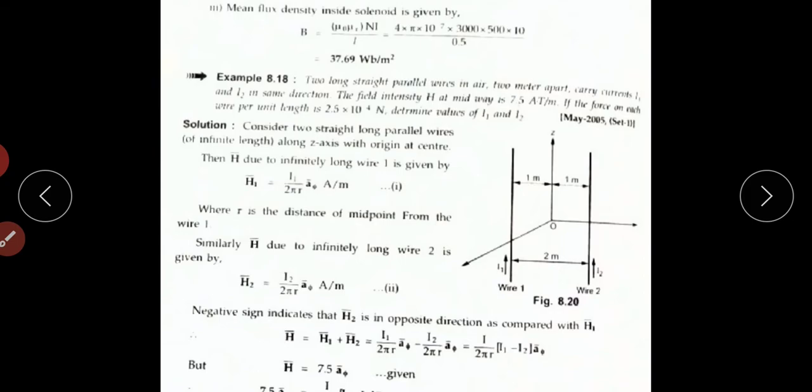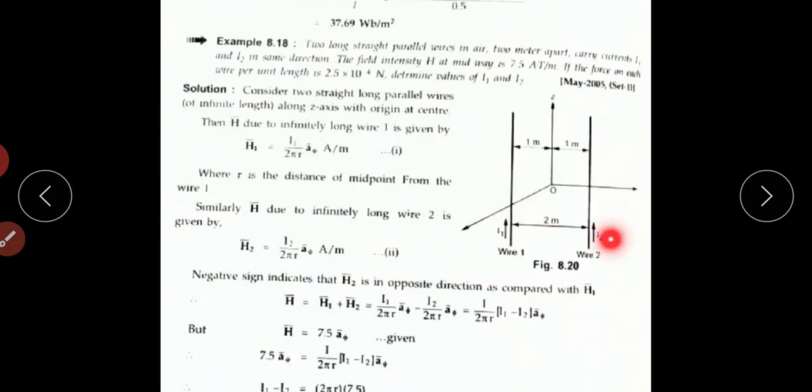So first, given values. The distance between the conductors equals 2 meters, the first conductor current is I1, the second conductor current is I2, and both are flowing in the same direction. The magnetic field intensity at the midpoint equals 7.5 ampere turns per meter, and the force per unit length equals 2.5 into 10 to the power of minus 4. So find the currents I1 and I2.